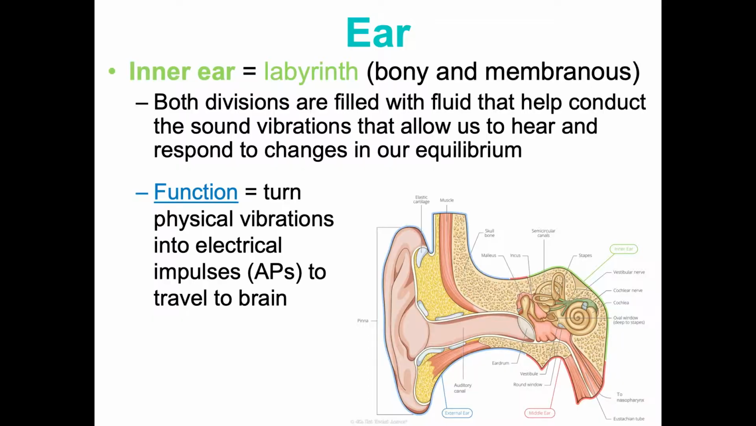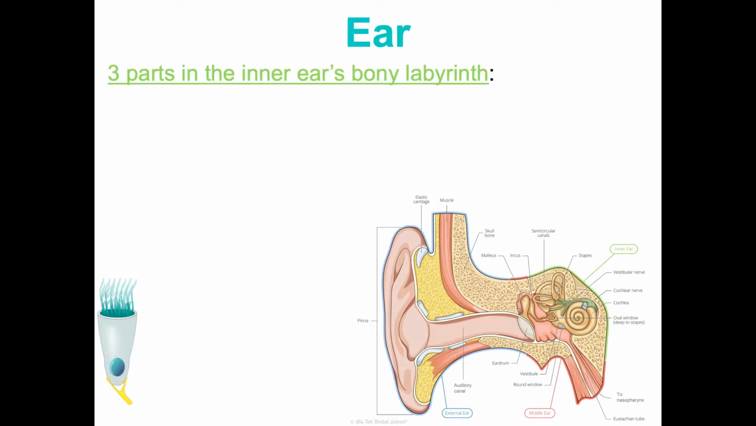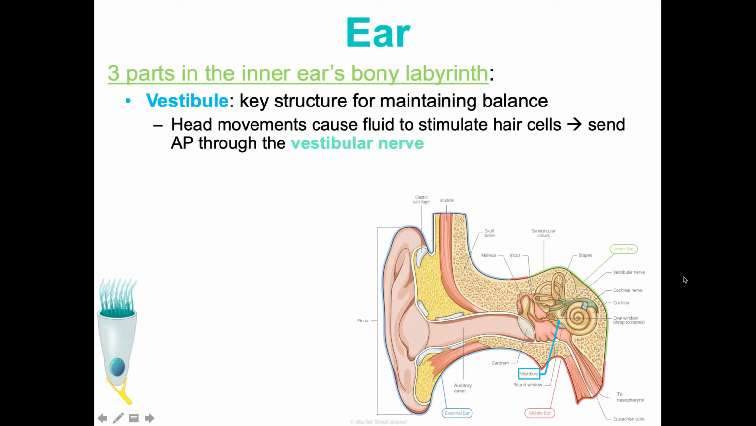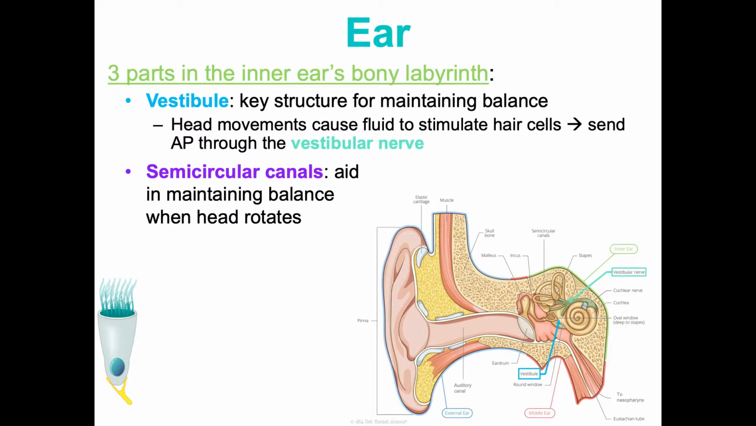The bony division of the labyrinth is just a system of channels through the bone. The membranous division is just a series of membranous sacs and ducts. Both have a bunch of fluid in them that is conducting the sound. So let's talk more details. 3 parts of the bony labyrinth. So we have your vestibule, which I've pointed out right here, is the key structure for maintaining your balance. Head movements cause fluid to stimulate hair cells in your ear to then send action potentials through the vestibular nerve, which is pictured here, so that we can respond to that.